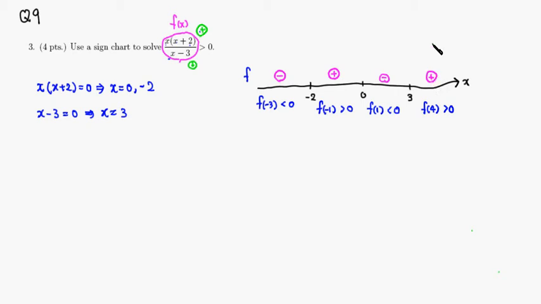So you can see that we want this function to be positive, and we know where that happens: right here and also right there. So the solution set for this inequality would be from negative 2 to 0, and also take the union with 3 and on.